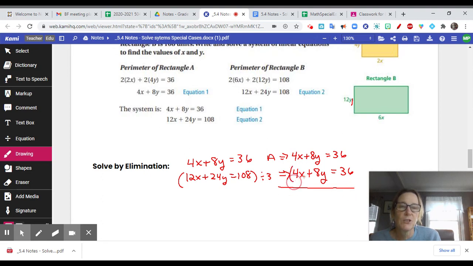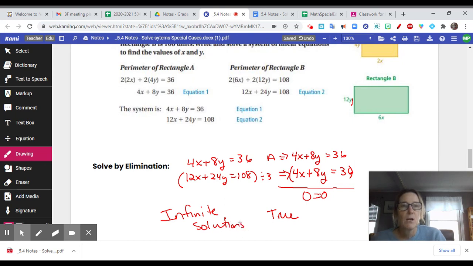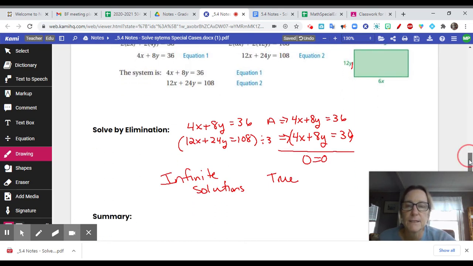I do my subtraction, 0 equals 0, true, infinite solutions. Okay. So you can see how you could start off thinking you had different equations, but when you did a little algebra, realize, oh, they're really not different.